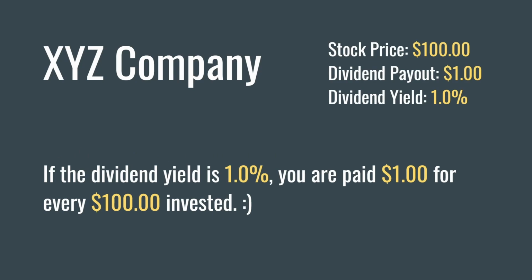Okay, now I'm going to teach you a little rule that you can use to help you understand how much you're going to get paid in dividends based on the amount of money that you invest. So if the dividend yield is 1% and the key value here is 1, then you will be paid $1 for every $100 that you have invested. If the dividend yield is a 2% dividend yield, then you know that you're going to be paid $2 for every $100 that you invest. And the same thing, if the dividend yield is 3%, you're going to be paid $3 for every $100 that you invest.